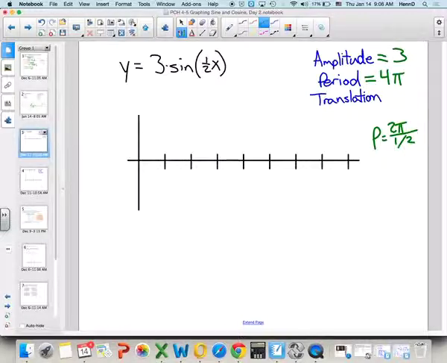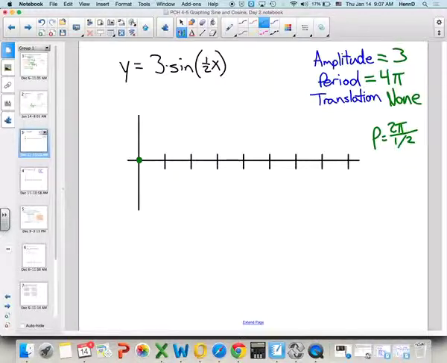Okay? What's the translation? Vertical stretch by a factor of 3 and a horizontal stretch by a factor of 2. The translation, shifting. Do I see anything being added or subtracted in there? No. So there's no translation. Okay? So, if there's no translation, where is this graph going to start? At 0, 0.